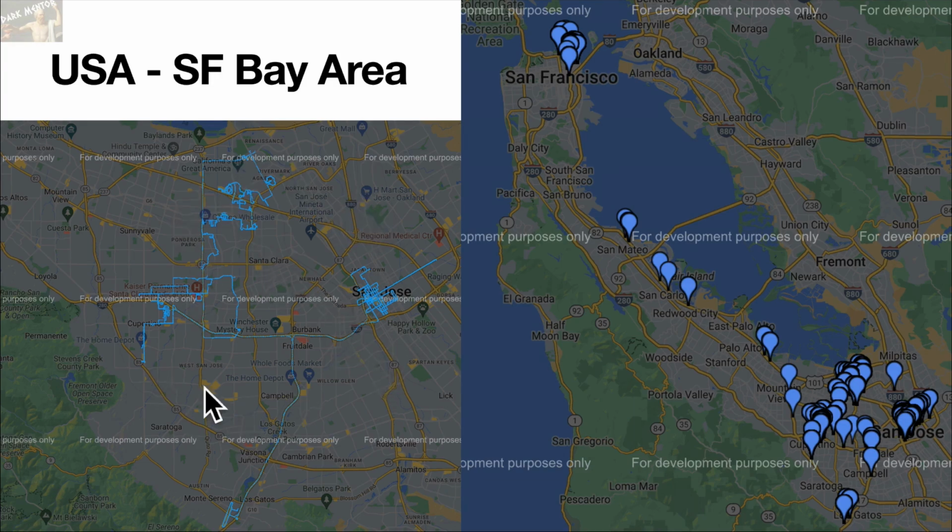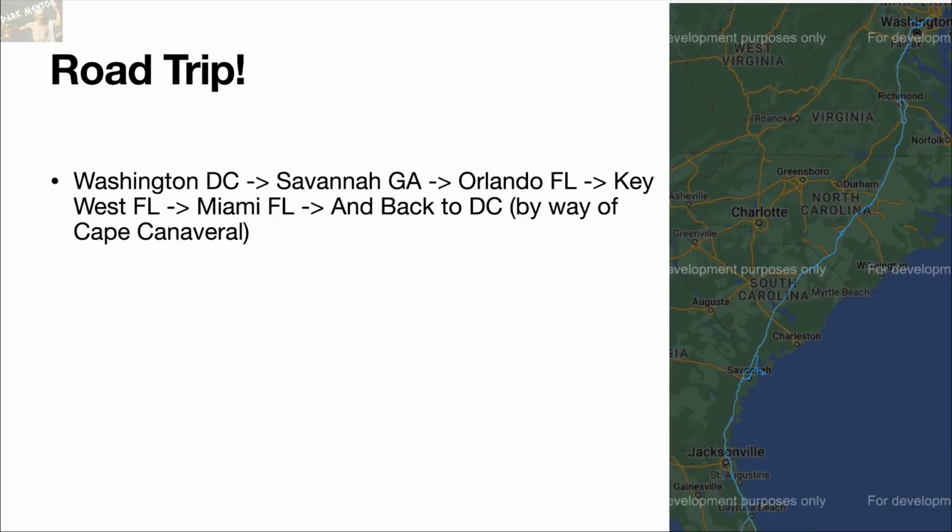So I just sniffed around in the Bay Area. This is the GPS trace. This is the Bluetooth sniff data. Moving on to a little bit of leisure travel.